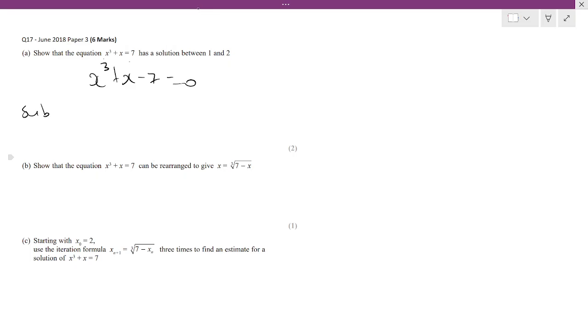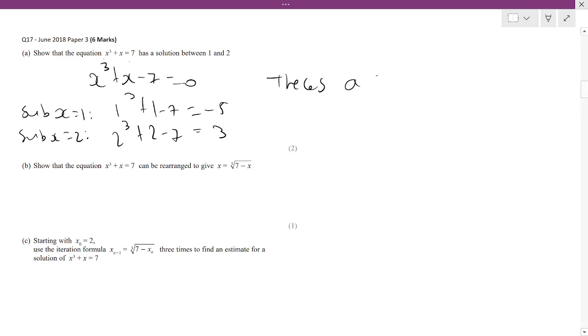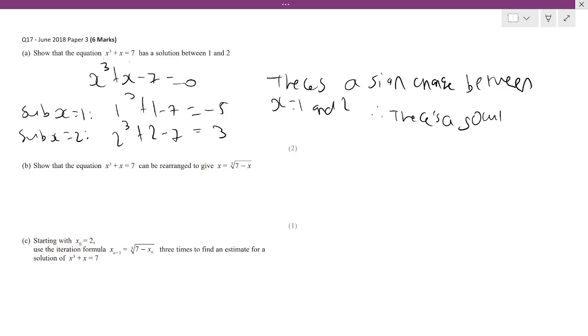So we're going to say sub x is 1. That means 1 cubed add 1 minus 7. That's going to be minus 5. Okay. And then we're going to sub x is 2. So that'd be 2 cubed add 2 minus 7. That's going to be 8 add 2 minus 7, that'd be 3. Notice how now we've gone from negative to a positive. There's a sign change between those two values. Therefore, there is a solution. Okay, and that's what you need to write. There's a solution between x is 1 and 2.